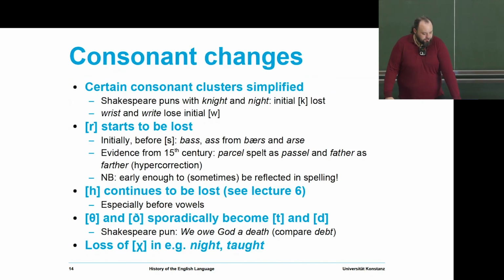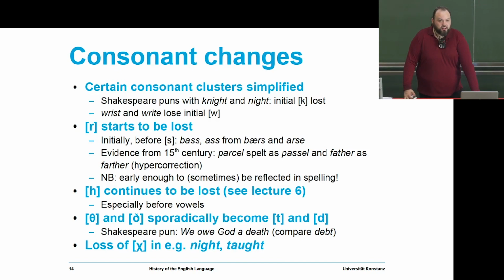As regards the consonants, there are lots of little bits and pieces that are happening, and most of them continue the trends that we saw in Middle English. So consonant clusters become simplified. Shakespeare can make a pun on the word knight, as in the guy wearing armor who slays dragons, and night, as in when the sun is down. And that shows that they must have sounded the same for Shakespeare, otherwise these puns wouldn't work. There are other ones too.